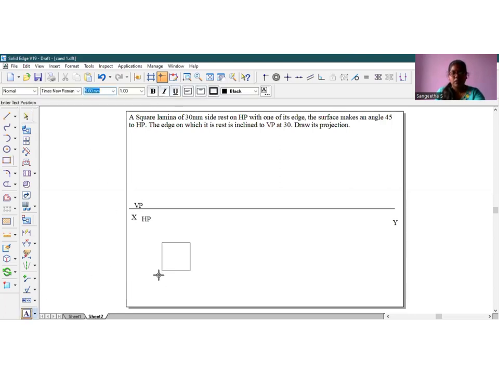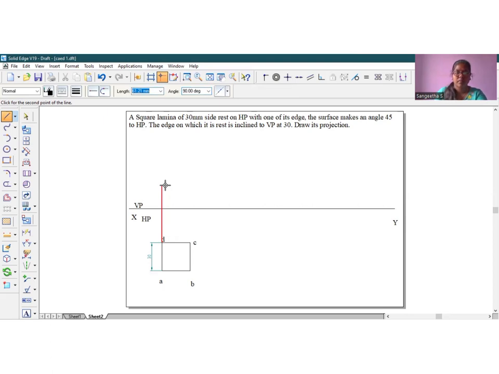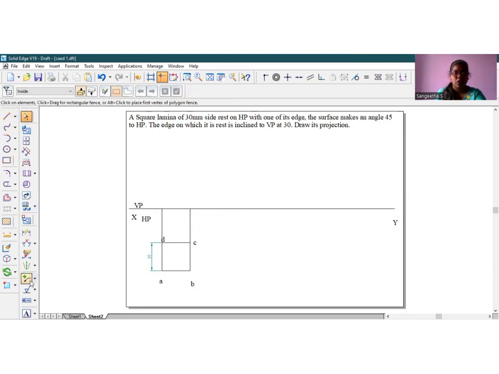We'll give annotations for the square: A, B, C and D. Now let's measure one of the sides of the square. It is 30. Now let's draw a projection line from each corner of the square till the XY line. And the projection line is a thin line. Let's draw the arrowhead.